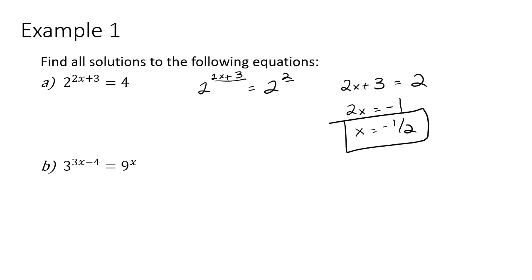Keep in mind that, like always, you can double check your answers by plugging x back in to the original equation, which in this case would work, because if you plugged in negative 1/2 for x, the exponent would become negative 1 plus 3, or 2, and 2 squared is in fact equal to 4.